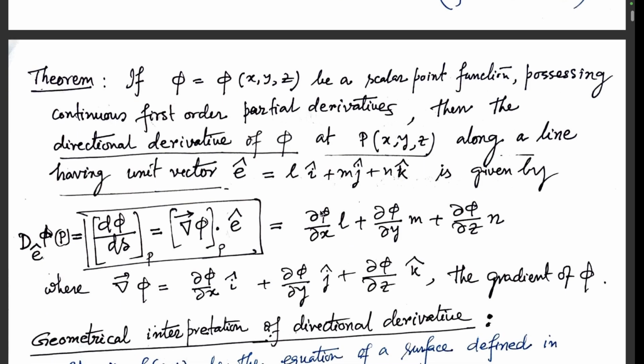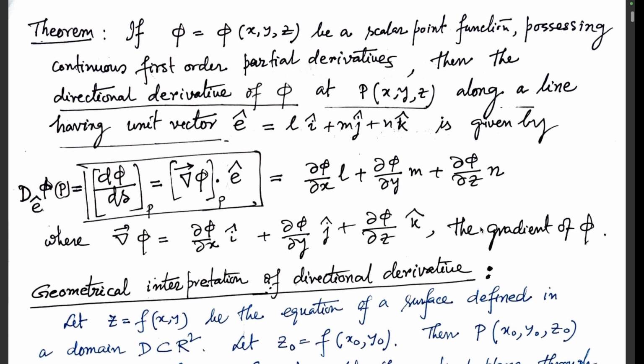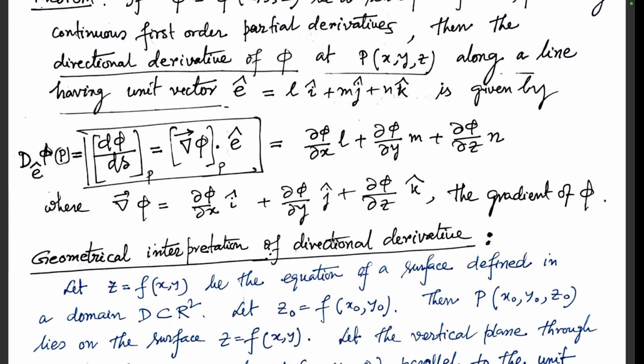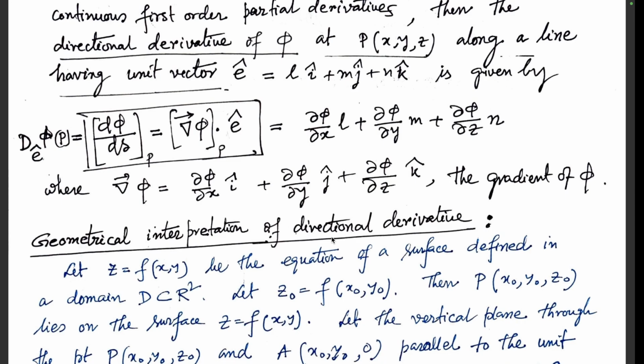That is, del phi del x L plus del phi del y M plus del phi del z N, where grad phi equals del phi del x i cap plus del phi del y j cap plus del phi del z k cap. Here i cap, j cap, k cap are the unit vectors along the axes x, y, z respectively, and this is the gradient of the function phi.